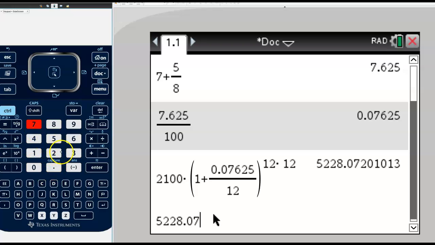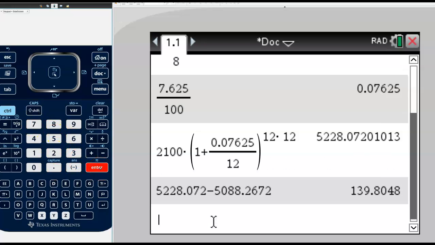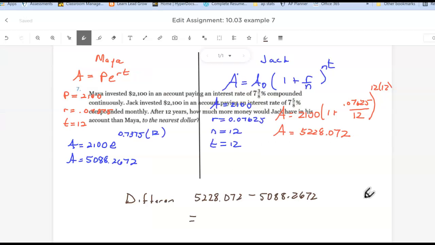And so we go into the calculator and we do 5,228.072 minus 5,088.2672. And we get $139.80. So let's write that down. And to the nearest dollar would be $140.